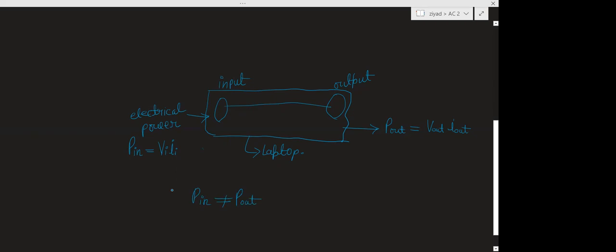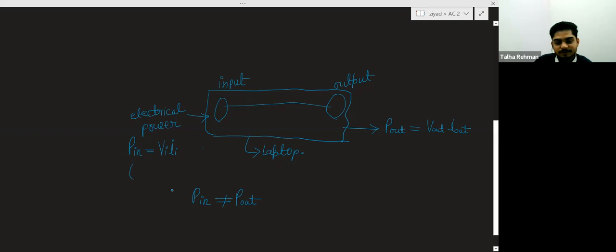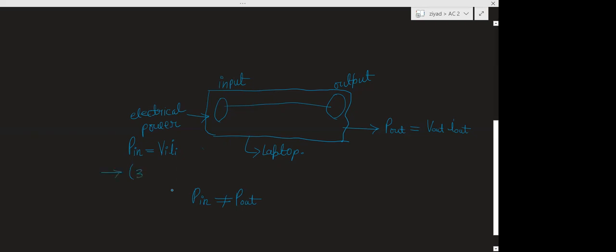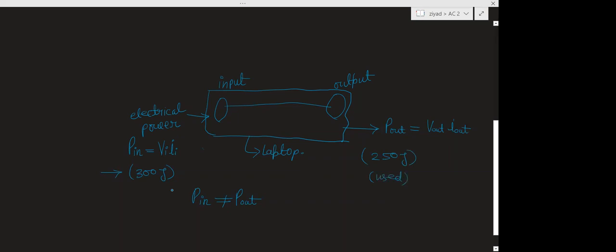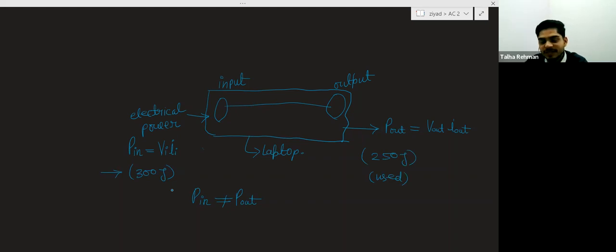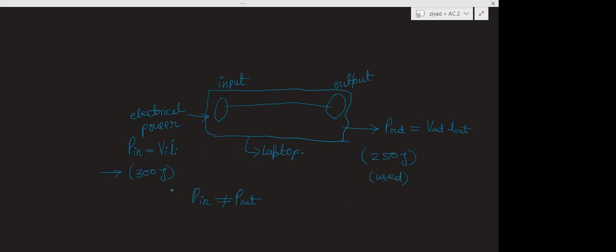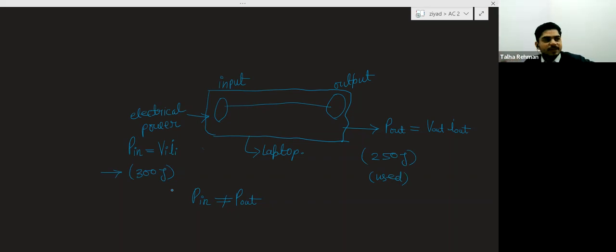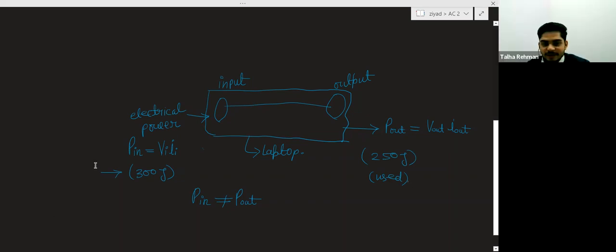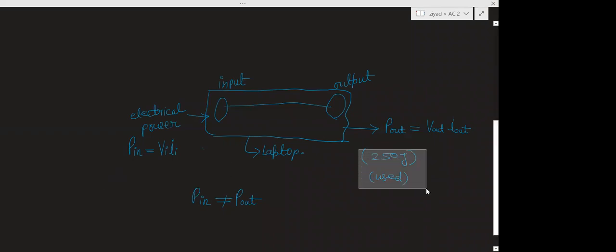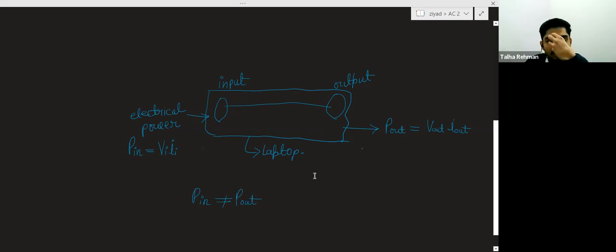In terms of energy, it will be better to explain. Suppose you are giving 300 joule of energy, and the use of energy by the laptop is 250 joule. Where is the remaining energy? We know that energy can never be destroyed and never be created. Here, the energy will be lost in the form of heat, due to the resistance. That is why the input power is not equal to the output power.